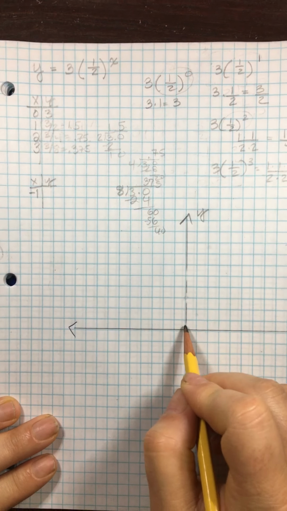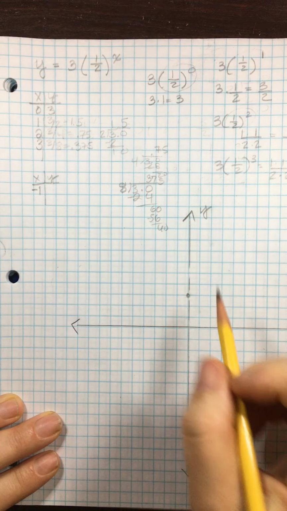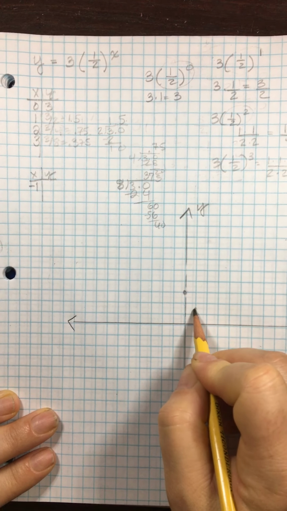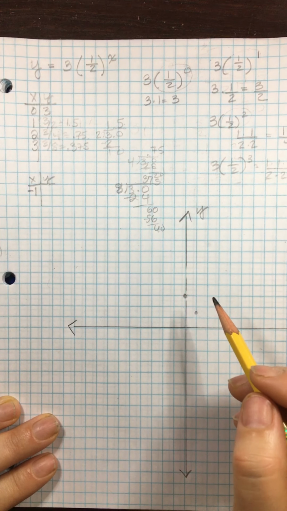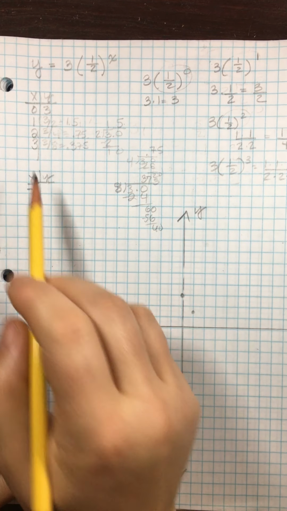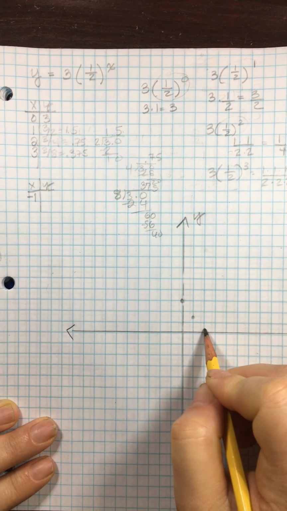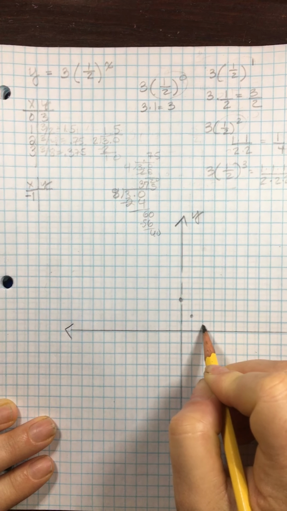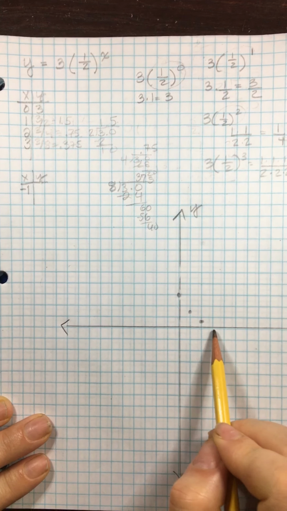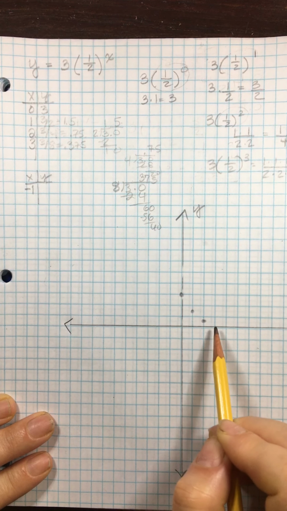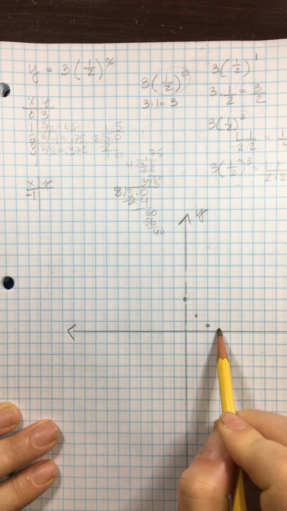All right, so here's 0, 3, 1, 2, 3. So now we have 1 and going up to 1.5, so that's going to be right here. And then we're going to go to 2 and 0.75, so we know we're going to go right here. And then let's say 3 and 0.375 is going to be way down here, right?